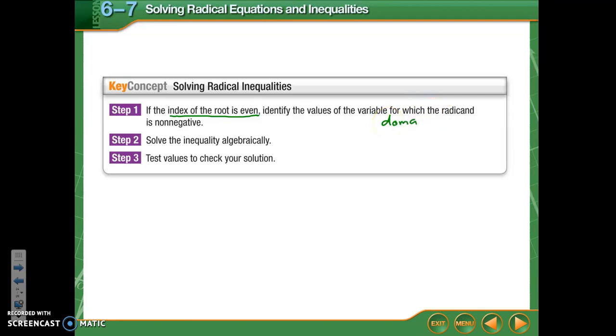Basically, I have to find the domain, because here we're only going to be dealing with real number solutions. So I have to make sure that any x number that I plug in, any value I plug in, will give me something non-negative, meaning either a 0 or a positive number under the even root. Then I'm going to solve algebraically, and then I have to test values to check my solution.